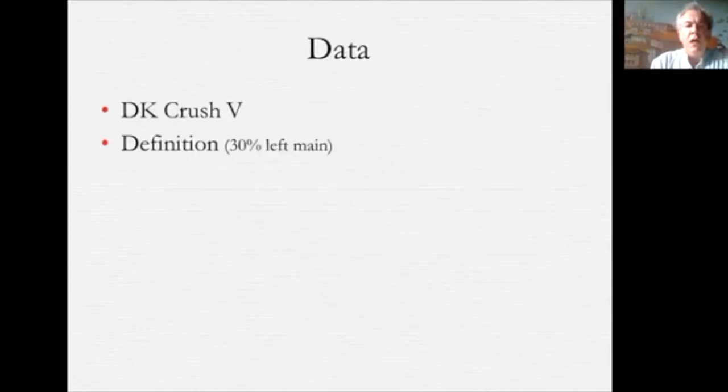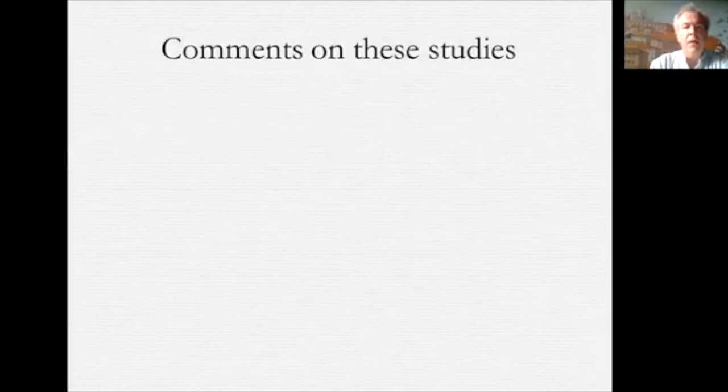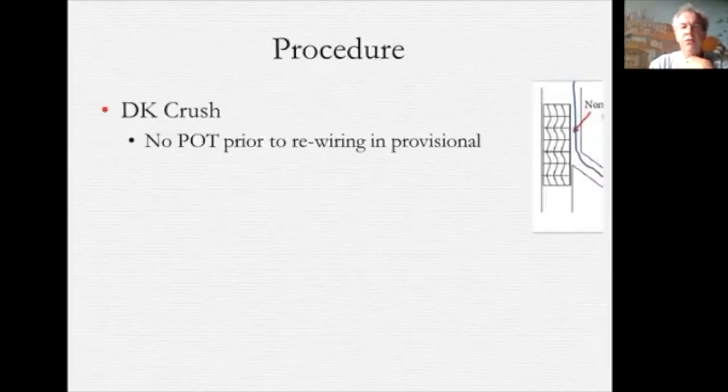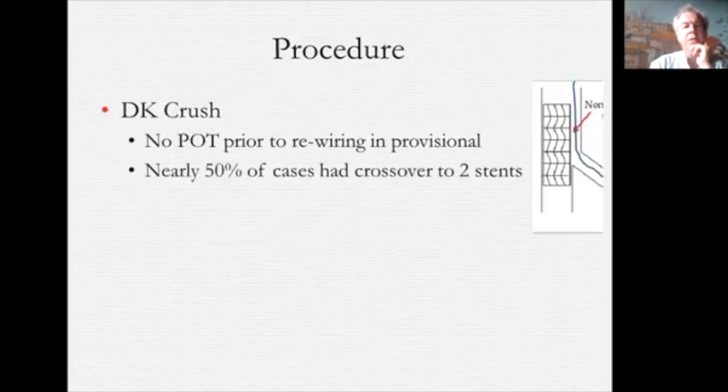What of the data though? Now, these trials have been excellently conducted and huge numbers recruited in record time. I think though it is important to mention some potential differences between these studies and other studies that have been done before. So in the DK Crush 5 study, the POT wasn't mandated prior to rewiring in the provisional strategy, and there was an opportunity to pass behind the stent. And in that study, nearly 50% of cases had crossover to two stents. So that always undermines the comparison between studies when that happens.